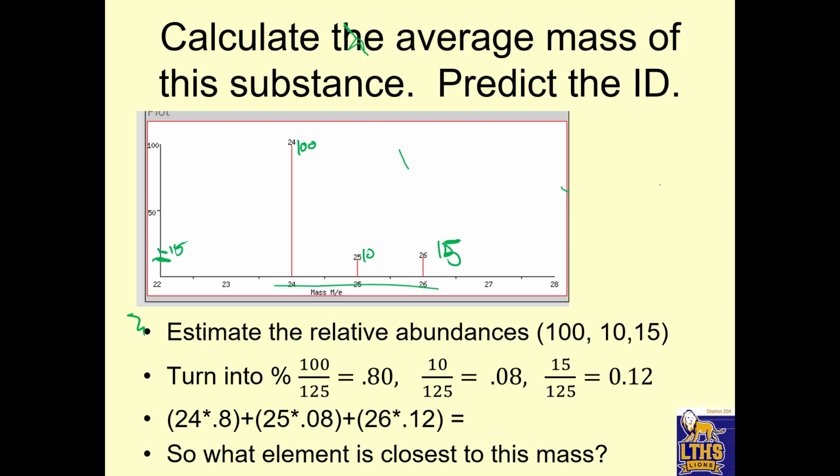So my percentage for this one would be 100 over 125. This would be 10 over 125, and this would be 15 over 125 because my total is 125. And then that gave me my percentages. I left them in the decimal form because that's the way I like it. And then my masses are 24, 25, 26. And I did the same math I did before. And what I got was 24.3. And guess what? That's magnesium, just like we did.